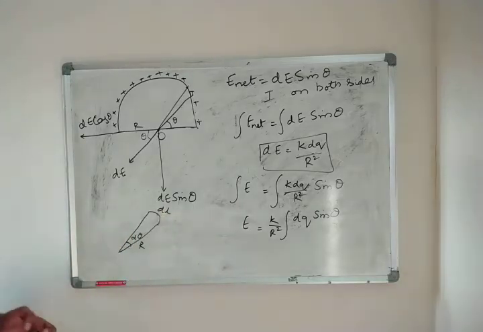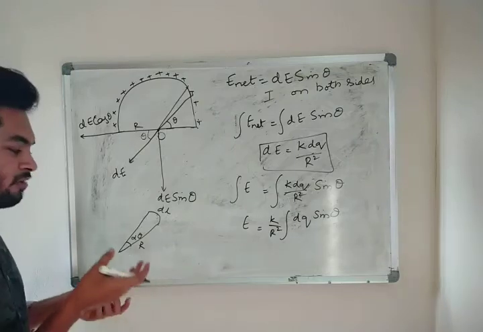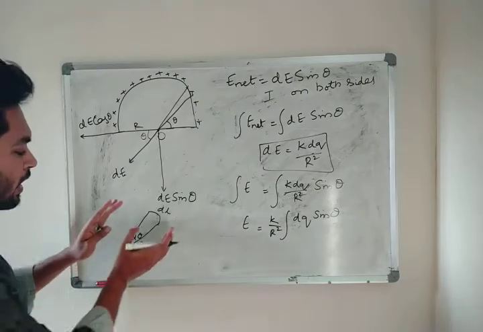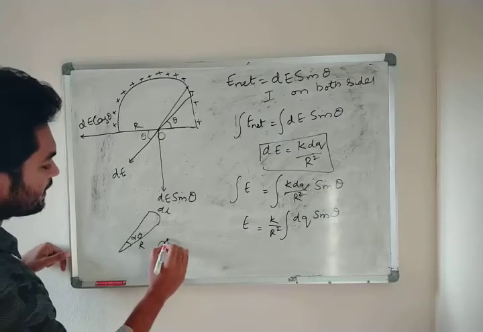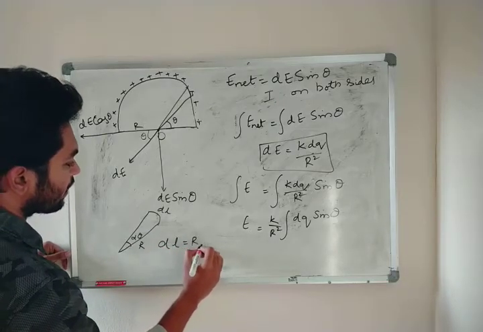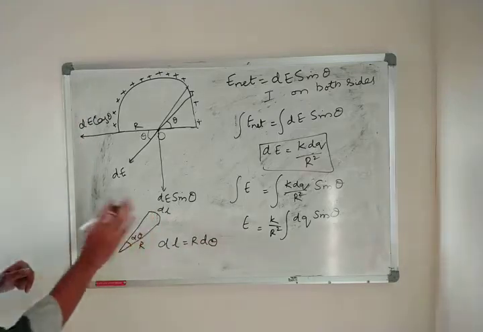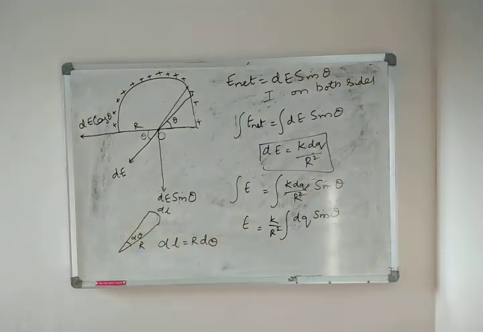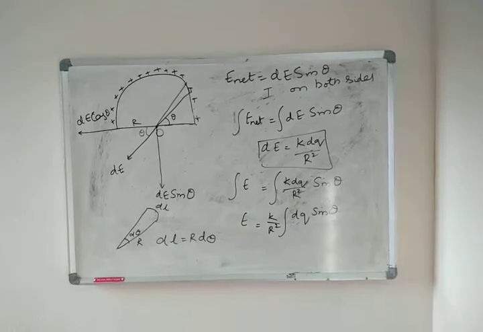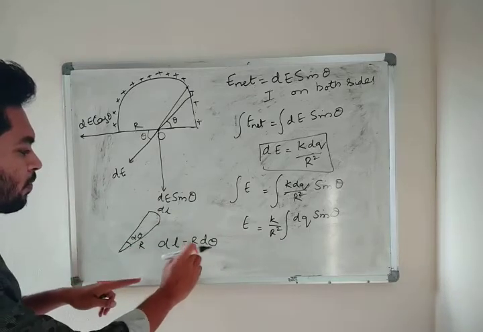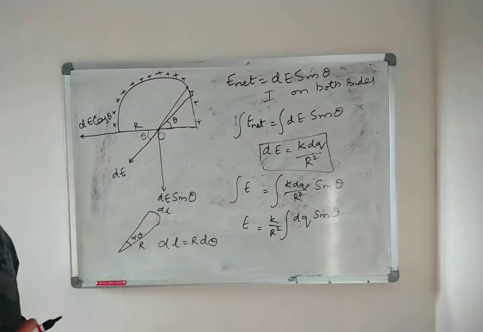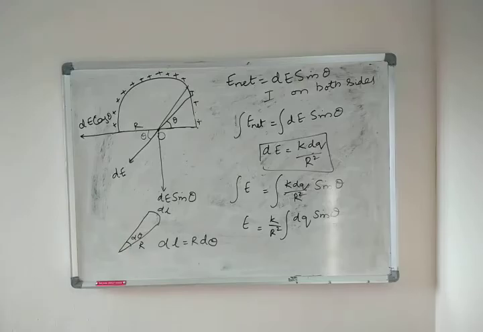So according to math, we have a formula for an arc. The formula is dl is equal to r d theta. This length is equal to the product of radius and the angle. Clear?